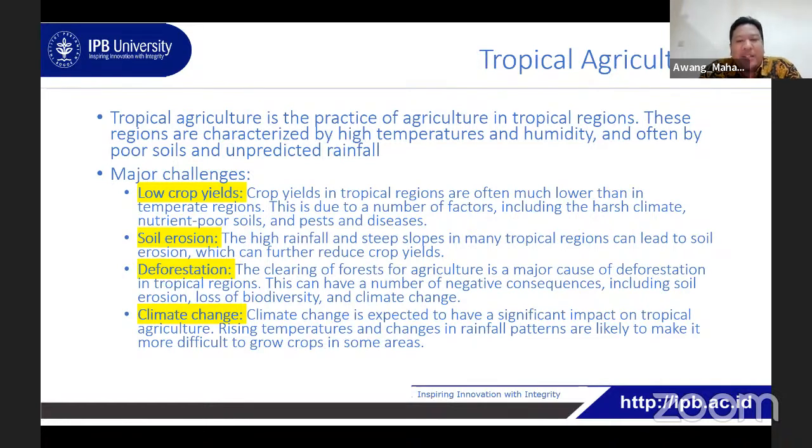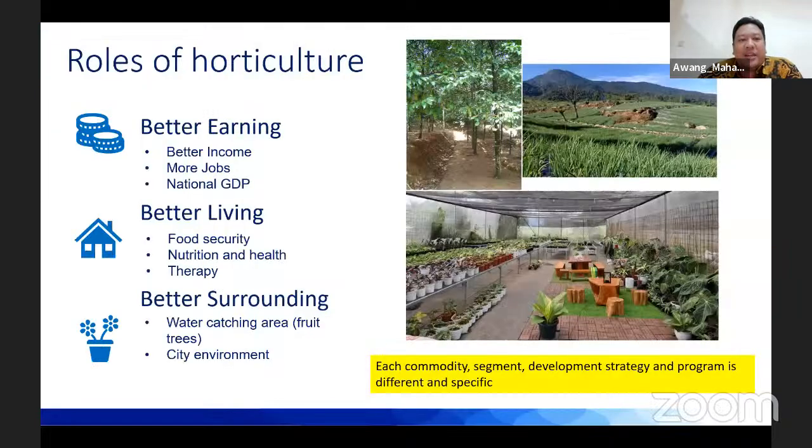For agriculture development itself, it's very challenging because there are many major challenges such as low crop yield caused by a huge number of pests and diseases, and also harsh climate, soil erosion, deforestation, and climate change as well. Therefore, I'm really happy to be here to listen to the many interesting topics delivered before. Okay, so I'm going to talk about horticulture.